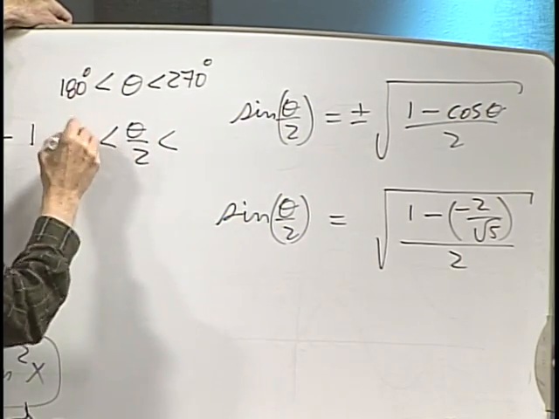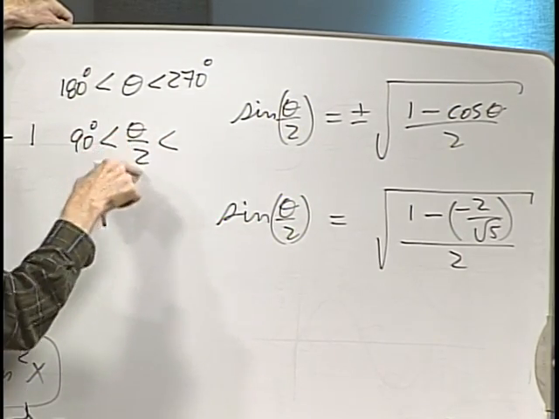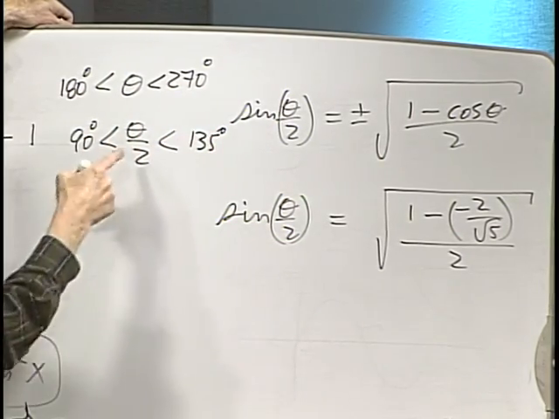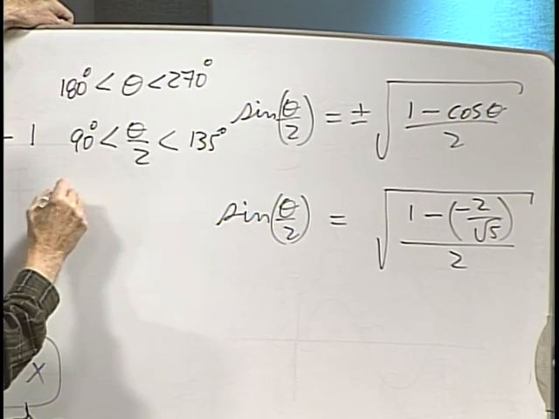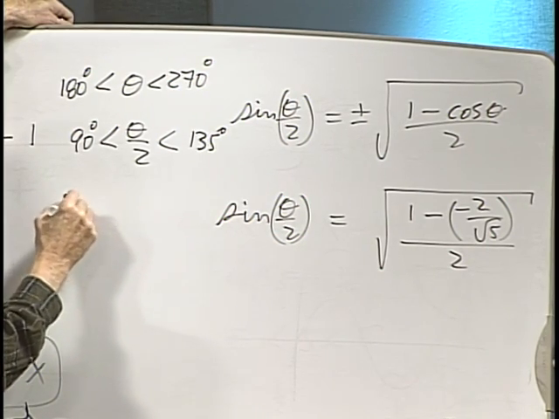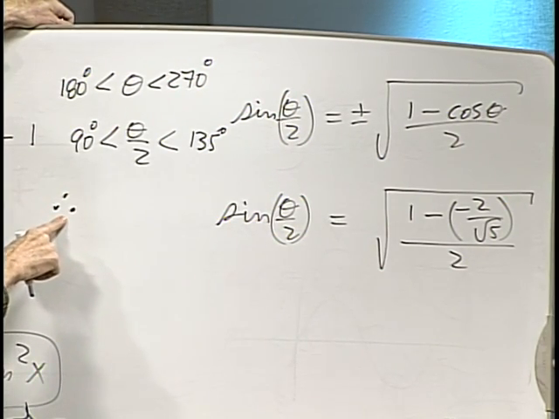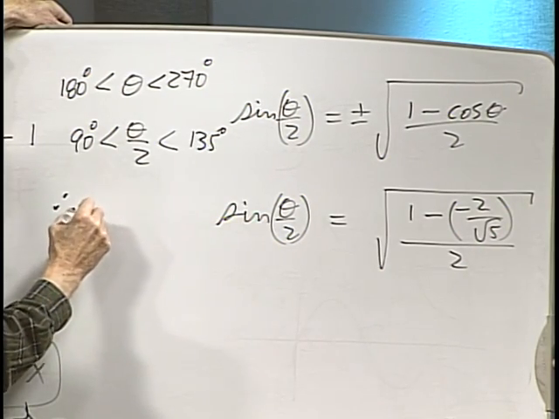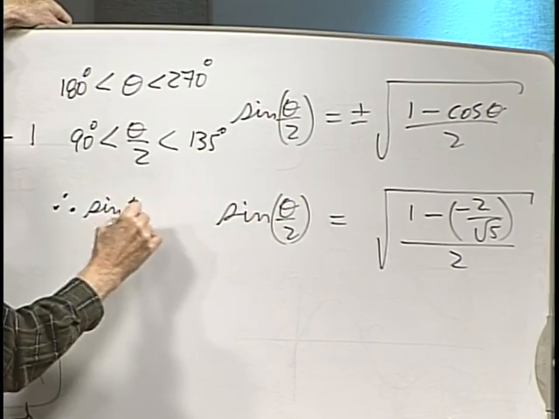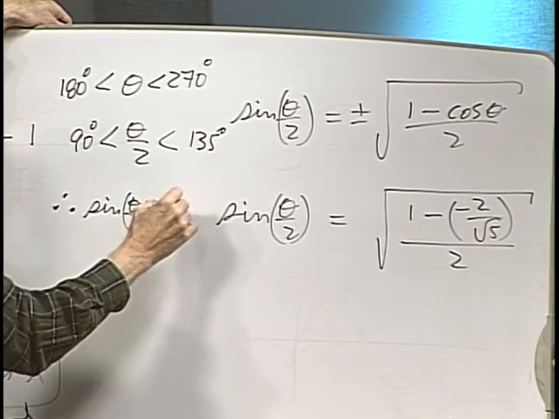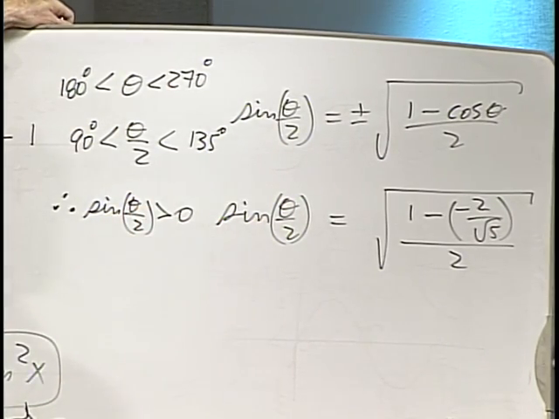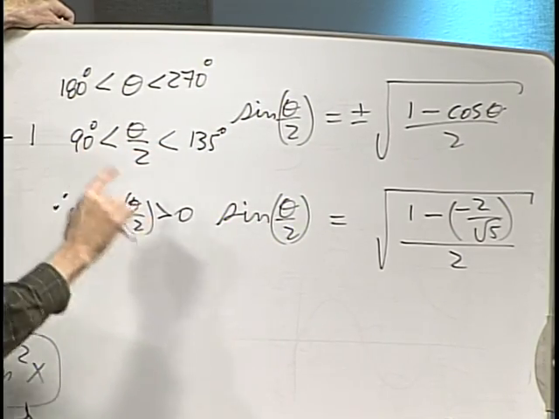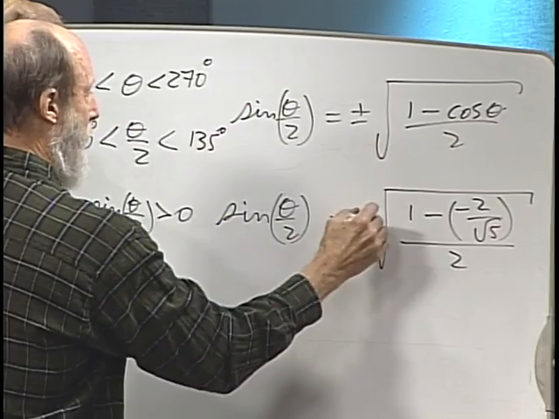So we did that work earlier. The angle theta over 2 is trapped between 90 degrees and 135 degrees. So therefore, this is the math symbol we use for therefore, shorthand. Therefore, the sine of theta over 2 is greater than 0, isn't it? It's in the second quadrant, actually in a particular spot in the second quadrant. And so we're going to select a positive right there.